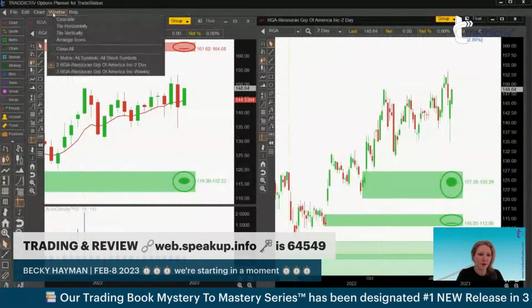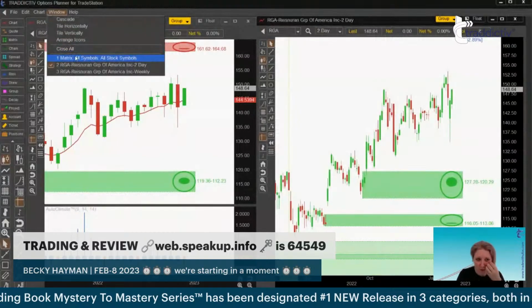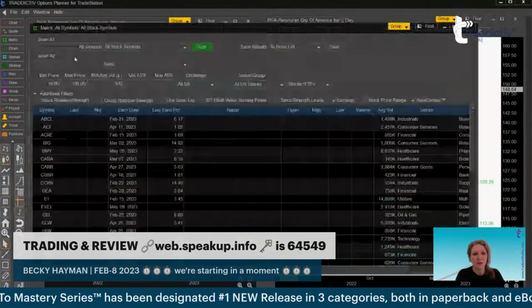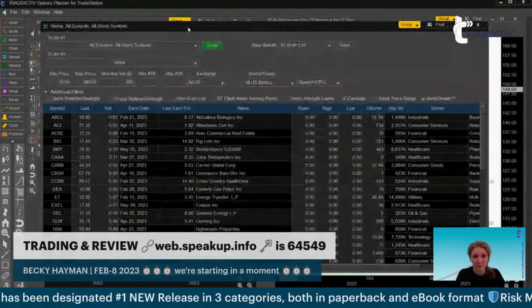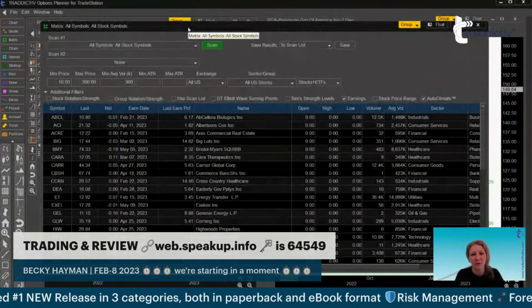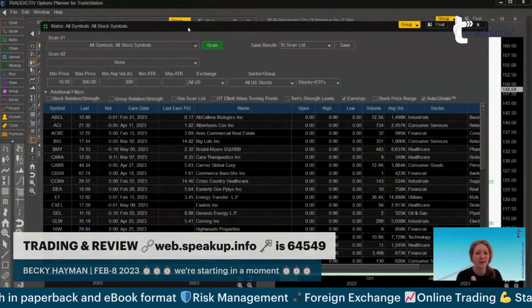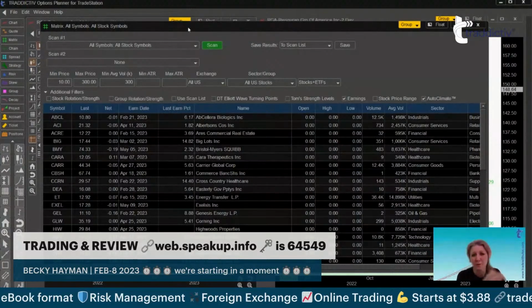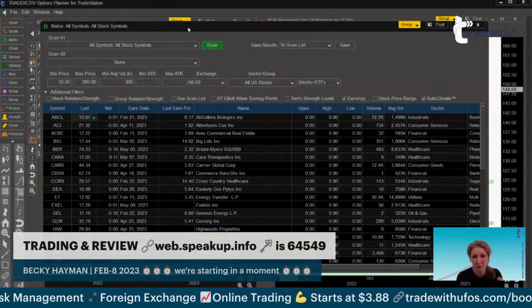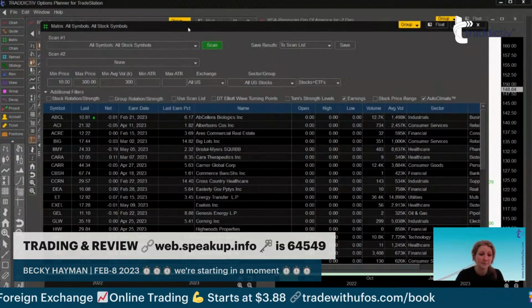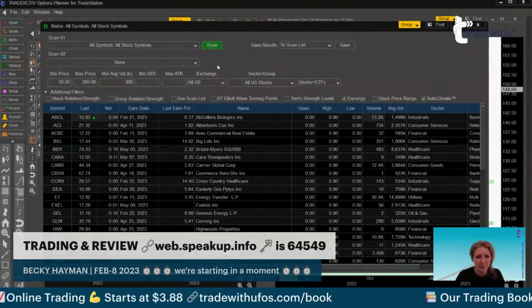So I am going to go straight to Predictive Options Planner here, which is our platform, to look at some scans that we can use to help be a little bit more efficient with the opportunities that we look for. If you have a TradeStation account or loads of other platforms, they will also have scans. I'm just using ours because that's what I use to look for scans, but it's the same principle.